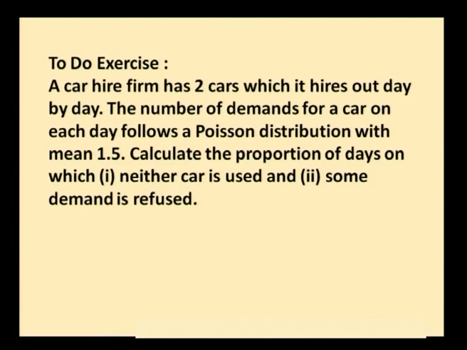So, based on the example worked out, this exercise can be done. A car hire firm has 2 cars which it hires out day by day. The number of demands for a car on each day follows Poisson distribution with mean 1.5. So, in this problem only the mean value is given. Mean represents lambda, that is a parameter required to do a problem in Poisson distribution. Calculate the proportion of days on which neither car is used. Neither car is used means the demand is 0, right.